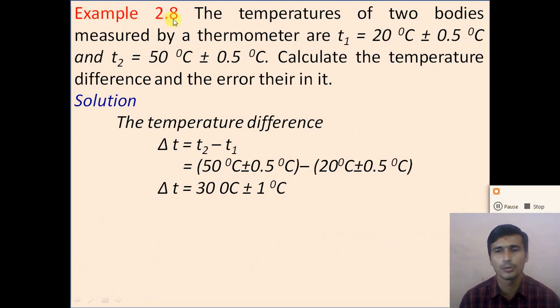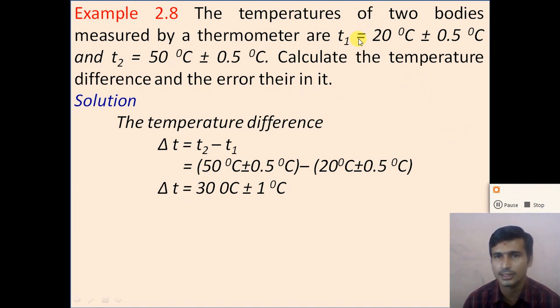Example number 2.8. The temperatures of the two bodies measured by the thermometer are T1 is equal to 20 degrees Celsius plus minus 0.5 degrees Celsius and T2 is equal to 50 degrees Celsius plus minus 0.5 degrees Celsius. Calculate the temperature difference and the error in it, right? So dear student, here the temperature of the two bodies is given to you.